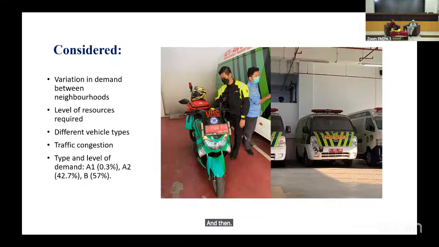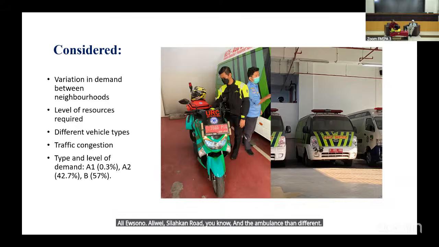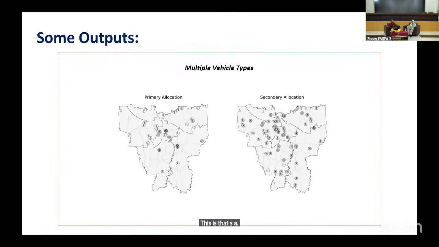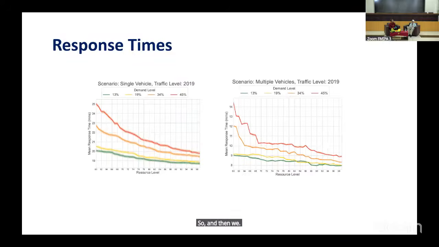And in all of these models, we consider the variation in demand, neighborhood, and also level of resources, of different types. We have two models here: the motorcycle ambulance, which is faster to respond because it can go into small, narrow roads, and the van ambulance, a different type of ambulance. And we consider traffic congestion as well. Some of the output is getting, if we need to put ambulances in a post, how many motor ambulances are needed and how many van ambulances are needed. Then we also analyze the response time in comparison with the resource level.